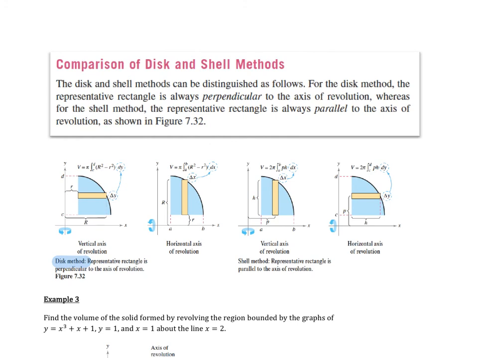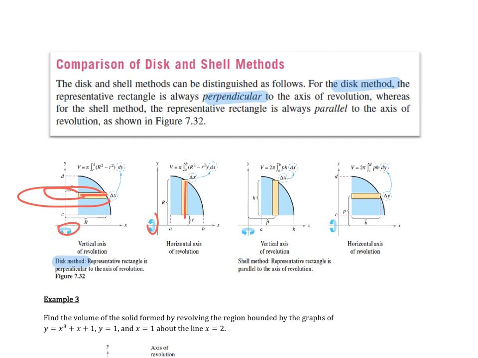The disc method always uses a representative rectangle or line that is perpendicular. So here we're talking about this line that is going to rotate around the y-axis, giving us a disc or a washer. Here, with the disc method, we're taking this line and rotating it around the axis of revolution.